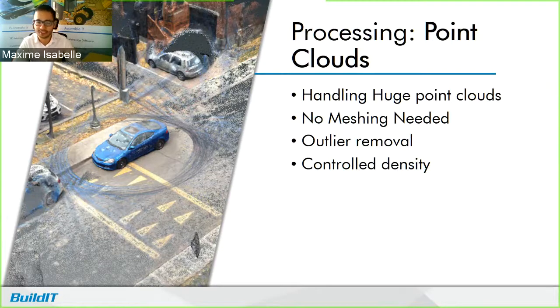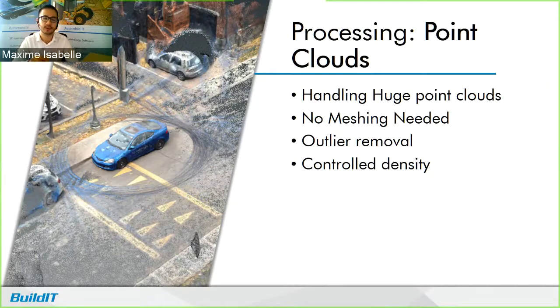Secondly, no meshing needed. You could turn this into a mesh, but instead, what we prefer to do is to process these points directly, and there are two main aspects to it. The first is outlier removal. So we have a very efficient way to remove outliers using the points themselves.